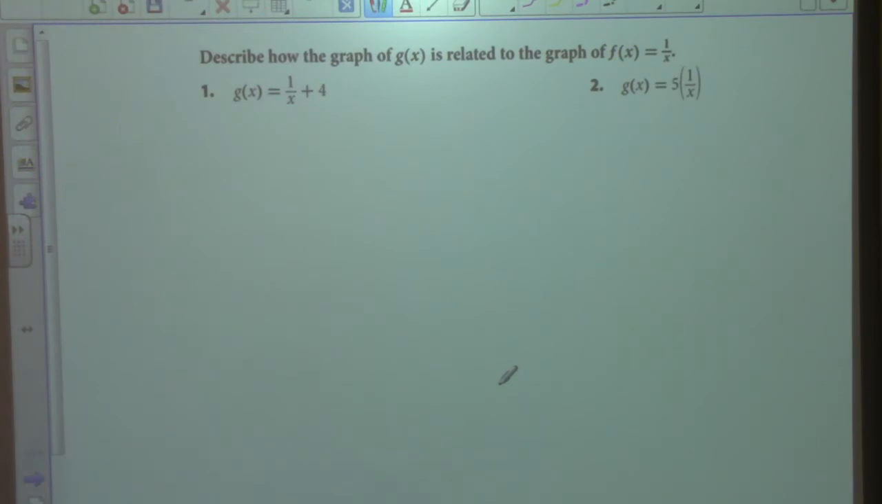So we say, describe how the graph of g of x is related to the graph of f of x equals 1 over x. And so I'd start out by saying g of x is f of x, and then you describe how you get from 1 over x to 1 over x plus 4. What did you add with this plus 4 to this original?